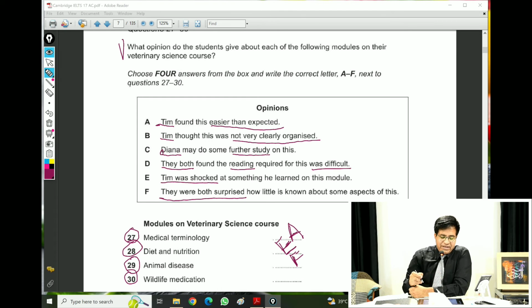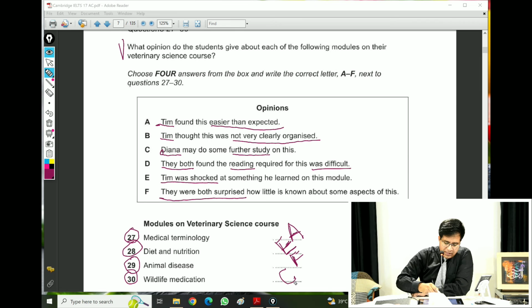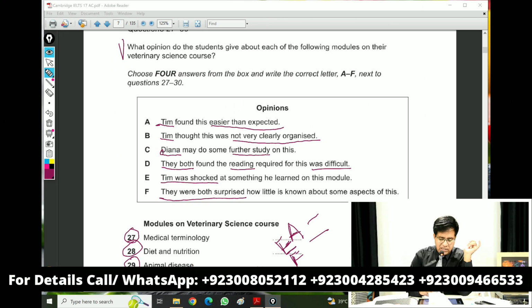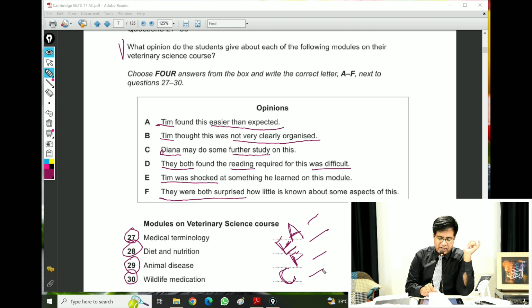Option C, further study. Further study means I thought I might write my dissertation on something connected with that. C will be the right answer. Now on your answer sheet, you will write answers exactly the same. You cannot make them before or after, like 27A, 28E, 29F and 30C.